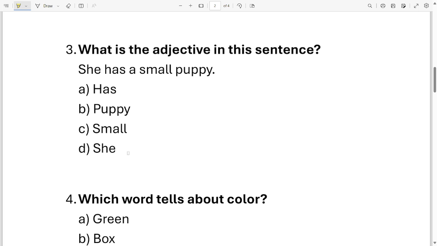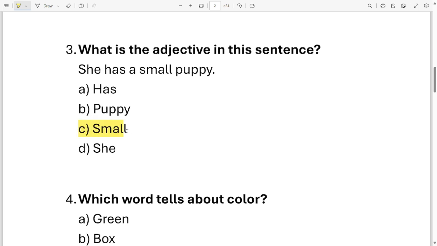Is it option A? Is it option B? Is it option C? Or is it option D? Which one is the correct option? I know all of you are very smart kids. Now all my smart kids are going to tell me the correct answer. Which is the correct answer?